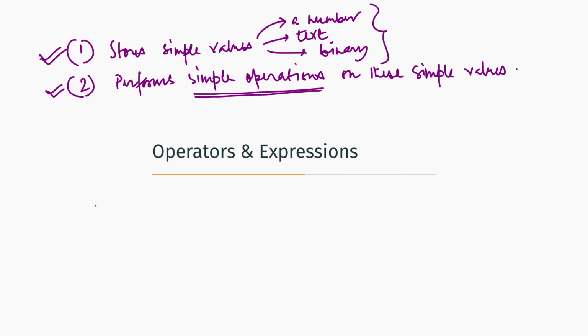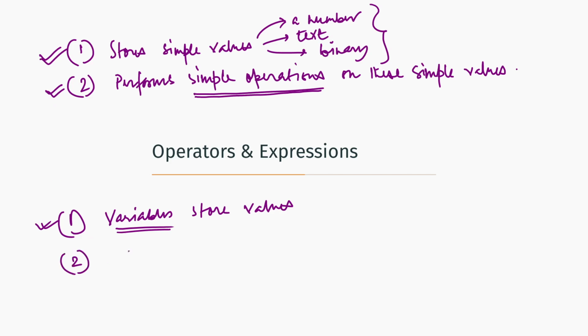Okay, so we have seen how we store simple values, right? We store simple values using something called variables. Variables store values, right? So that's the first part the computer is good at, storing values using something called variables that we have learned. The second part is performing simple operations, and this is what we want to talk about right now. Okay, how to perform operations.